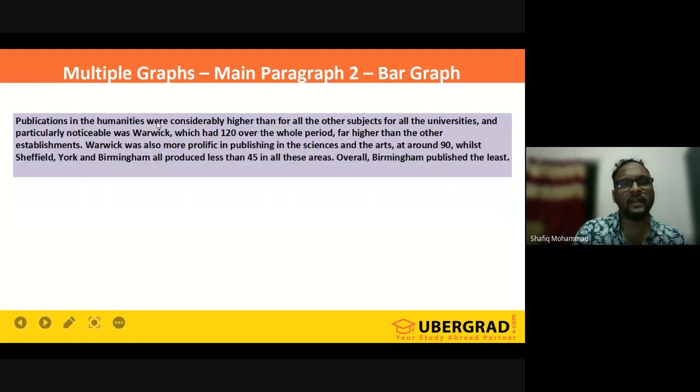Publication in humanities were considerably higher than for all other subjects. Obviously, it is the highest, right? For all other subjects, for all the universities. So it is always popular, isn't it? That is what I'm saying. And particularly noticeable was Warwick. So Warwick was the highest in all, which had 120 over the whole period, far higher than the other establishments.